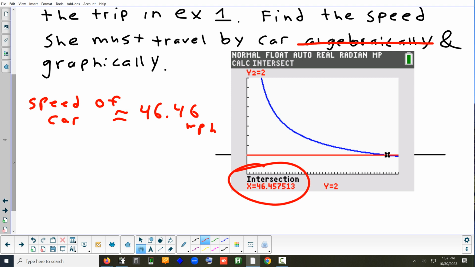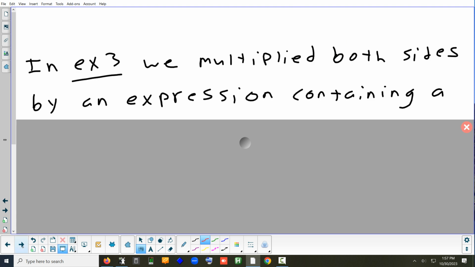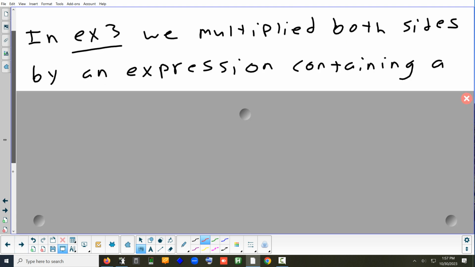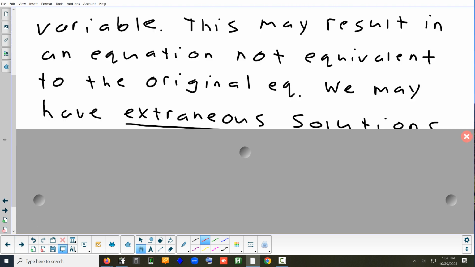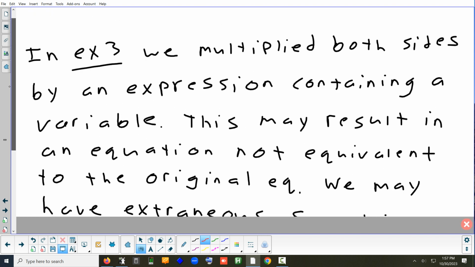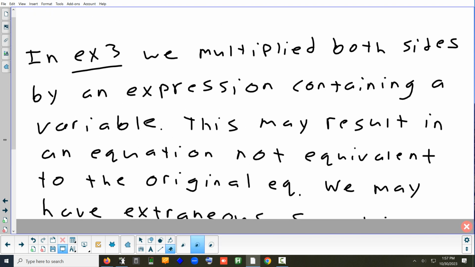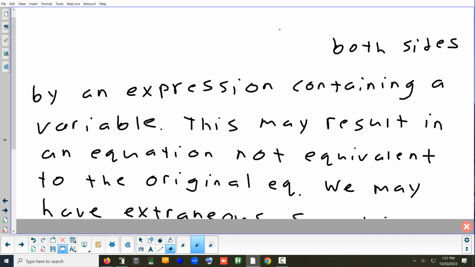All right, so that's an example of solving a rational equation. That one we did on the calculator. So we didn't do it algebraically, so I'm just going to tweak this a little bit. When we start solving them algebraically, we're going to be multiplying both sides of an equation by a letter.